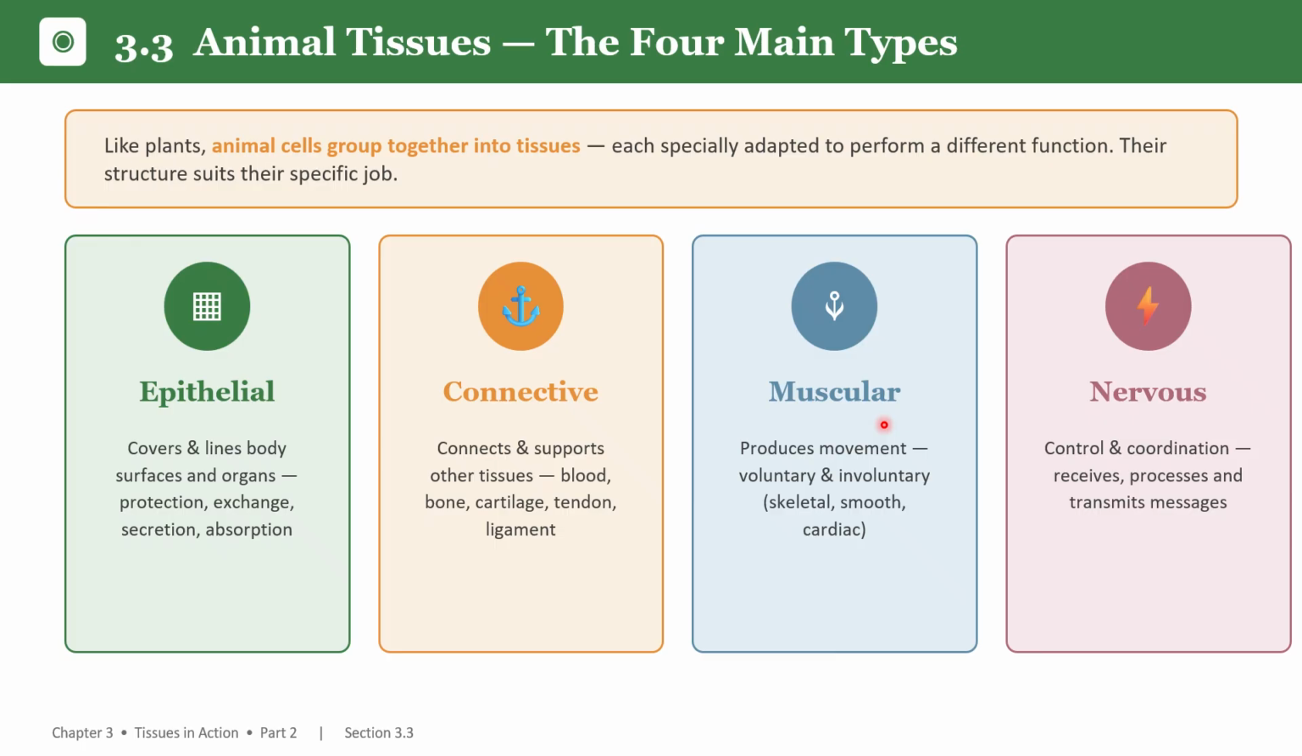Muscles are very important. Next is the nervous tissue. It controls and coordinates the whole body. It receives information, processes it and sends instructions. Just think, when you accidentally touch a hot object, your nervous system immediately tells your muscles to pull your hand away, right? Here is a quick memory trick: Every Clever Monkey Notices. E is the epithelial, C is the connective, M is the muscular and N is the nervous.